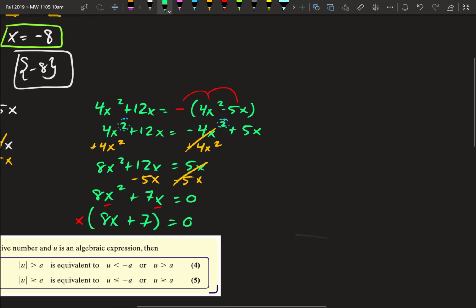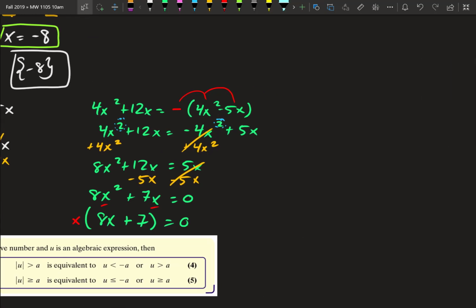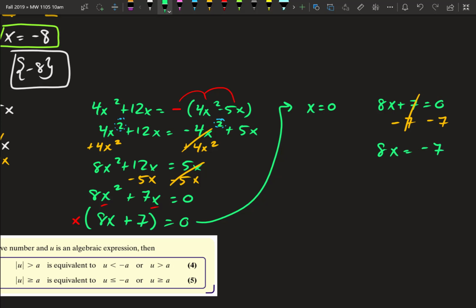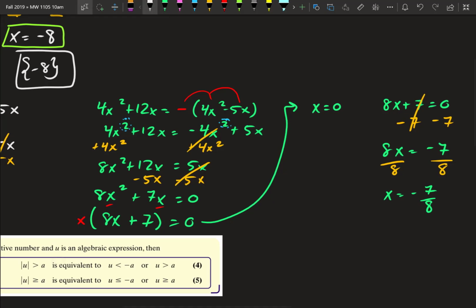Now we're going to set each of them equal to 0. So we have x equals 0 and 8x plus 7 equals 0. So we subtract 7x from both, or excuse me, subtract 7 from both sides. We're left with 8x equals negative 7. Divide by 8. And we get x equals negative 7 over 8. So our two solutions are negative 7 over 8 and 0.